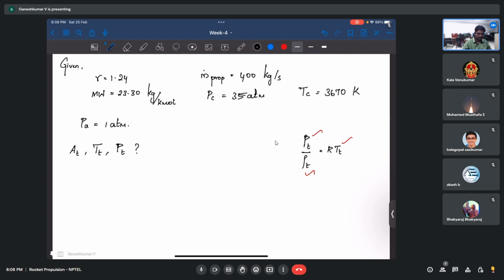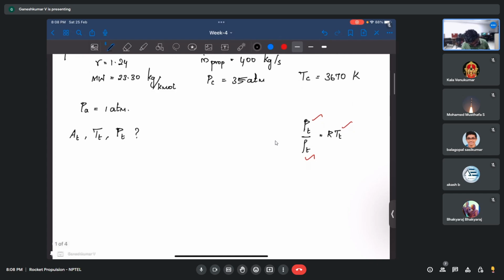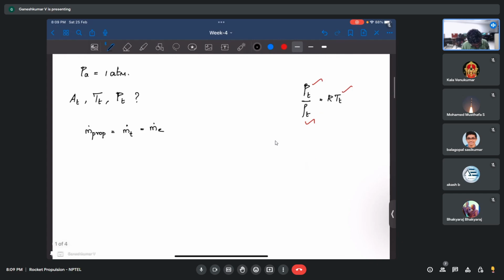What we should do is start from what we know. What we know is mass flow. It is going to be equal to the mass flow rate at the throat or the mass flow rate at the exit, right? It's not going to change because we are looking at steady state conditions, and mass cannot change. So mass flow at the throat is nothing but rho t A t V t.